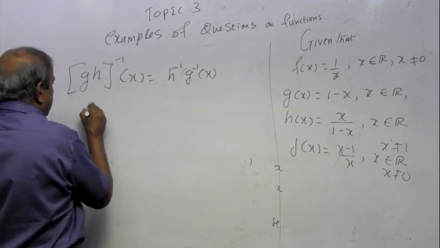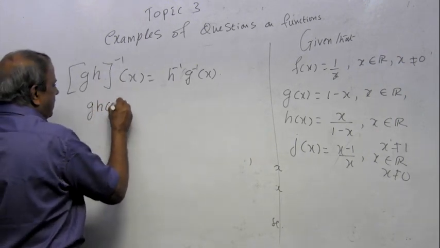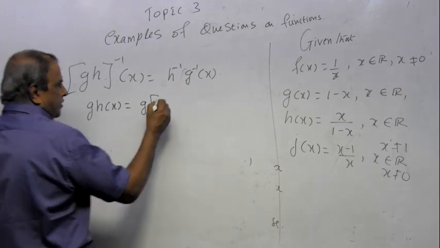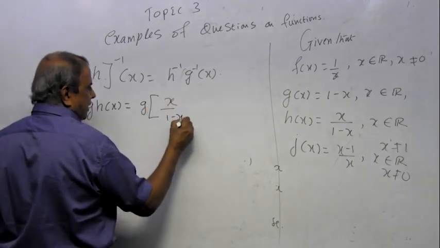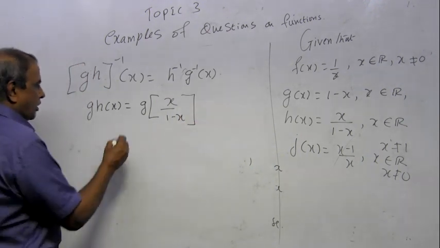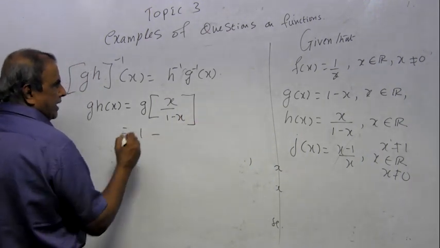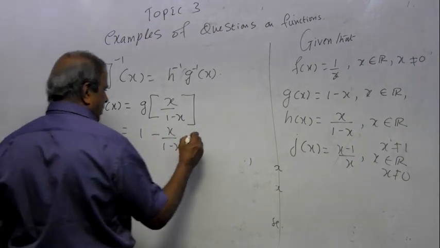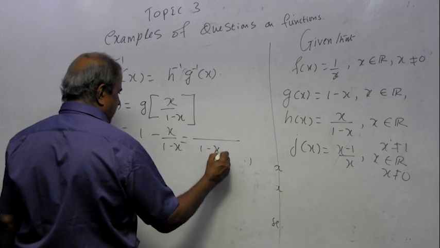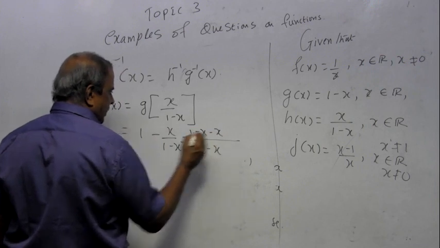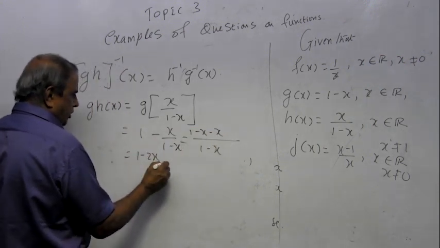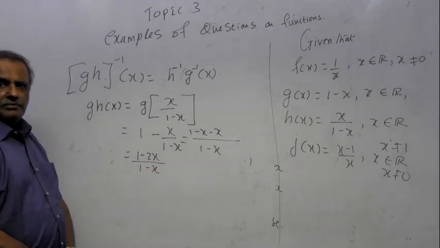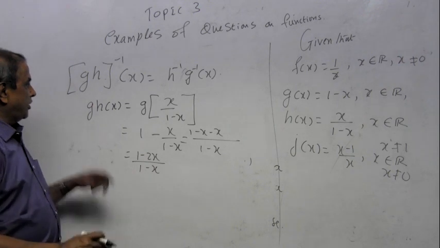Let's do this first. What is gh of x? Gh of x means g of h of x, g of x over 1 minus x. What does g do? 1 minus x over 1 minus x, which is 1 minus x, 1 minus x minus x, which is 1 minus 2x over 1 minus x. Right? What was the domain of h?